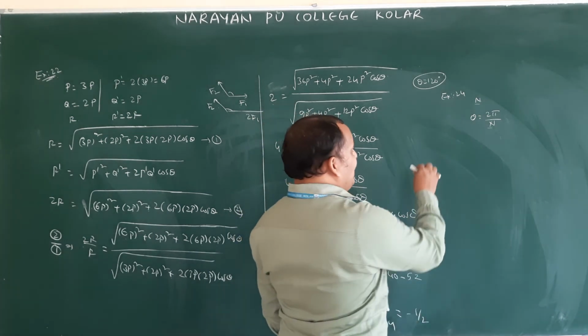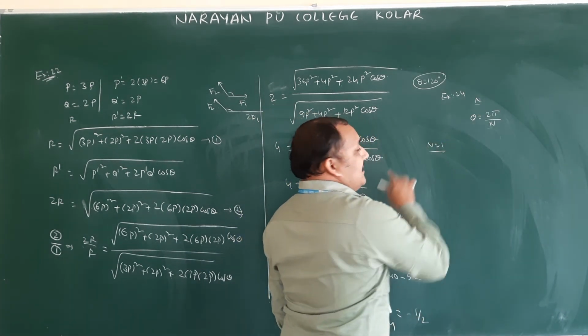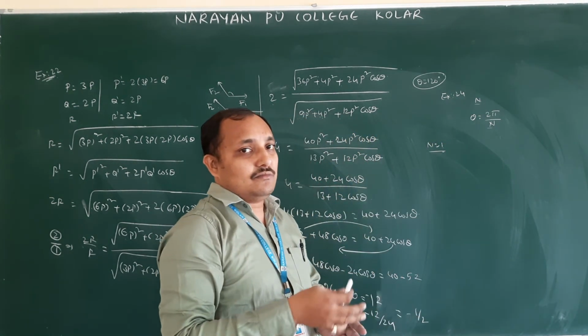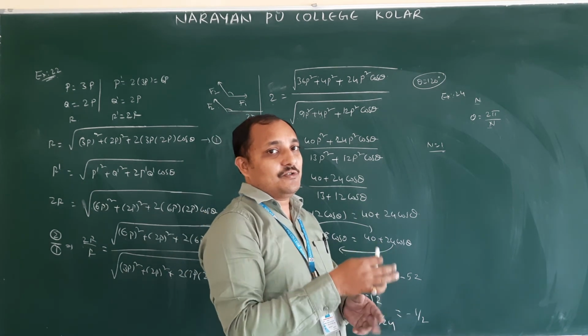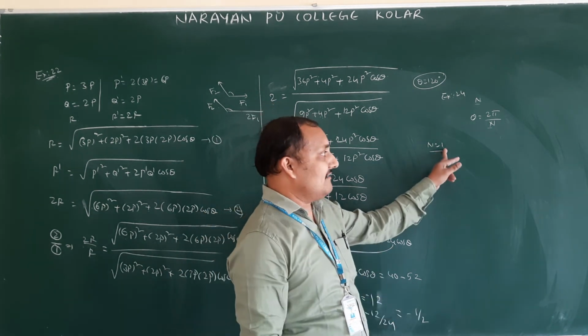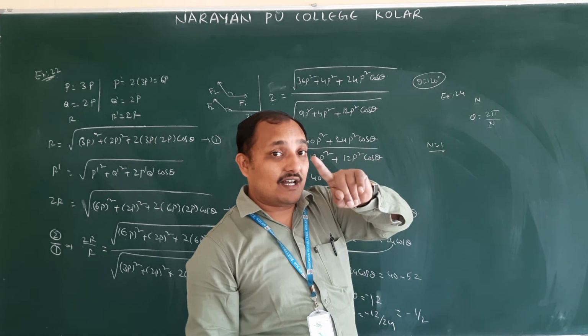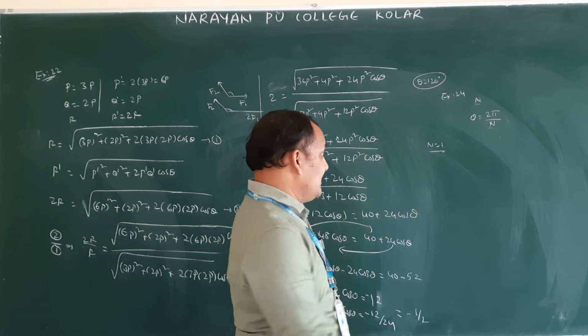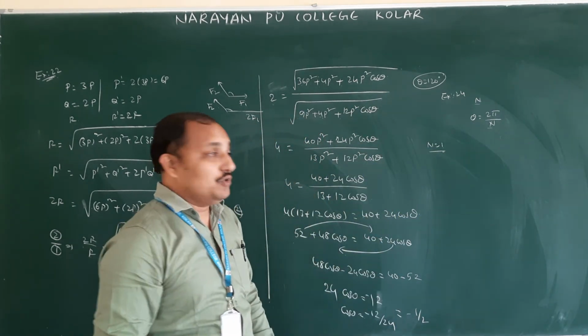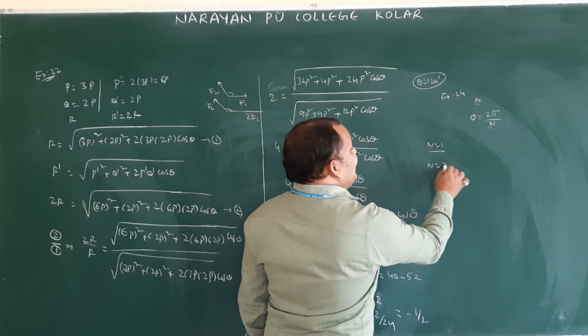Here the n value is not given, but they are asking for the resultant. Can we take n value 1? In mathematics you can take n value 1, n value 2, n value 3, whether it is true or false. But for one vector you only get that vector itself, not a resultant. A resultant requires a minimum of 2 vectors. Therefore n is equal to 2.